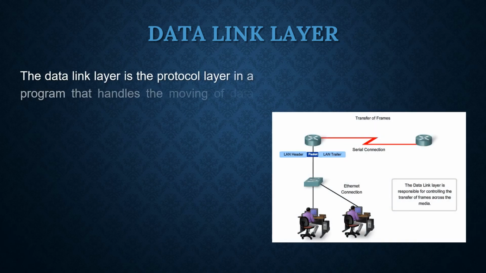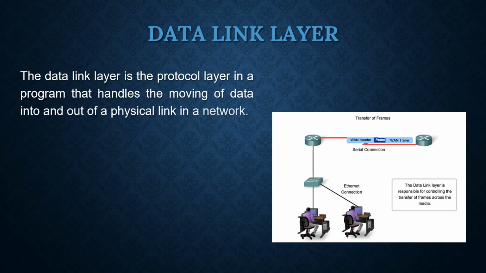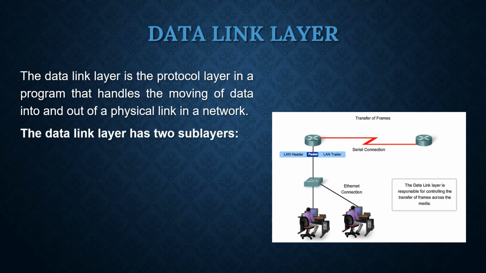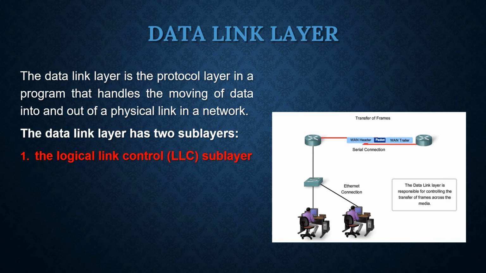The data link layer is the protocol layer in a program that handles the moving of data into and out of the physical link in a network. The data link layer has two sublayers. First one, logical link control sublayer LLC. It provides the logic for the data link. Thus, it controls the synchronization, flow control, and error checking functions of the data link layer. Functions are error recovery. It performs the flow control operations, user addressing.